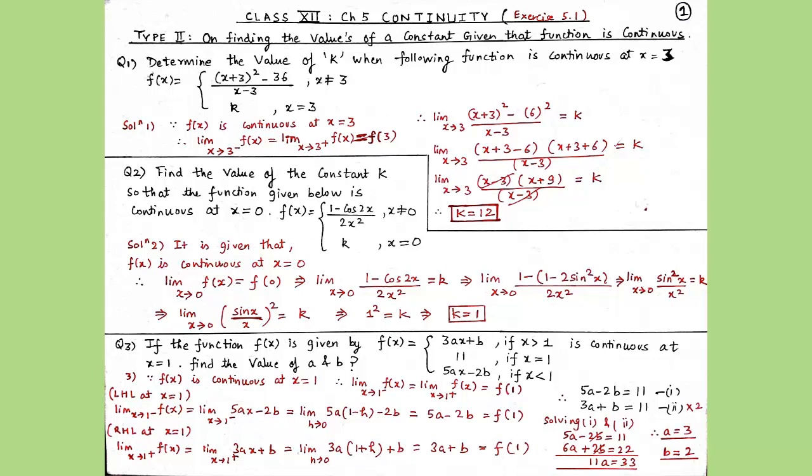So we know according to our question that at x equal to 1, our function f(x) will be equal to 11. So students, from here we get two equations, which are 5a minus 2b is equal to 11 and 3a plus b is equal to 11. So now, by the elimination method, we can find the values of a and b. Therefore we get a is equal to 3 and b is equal to 2.